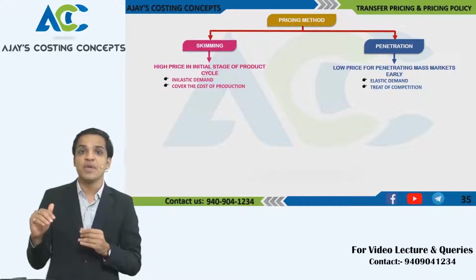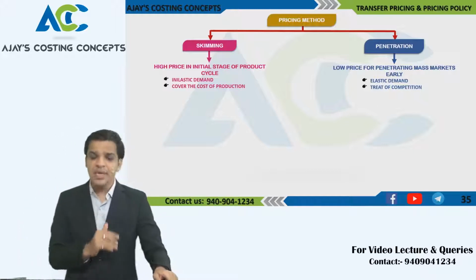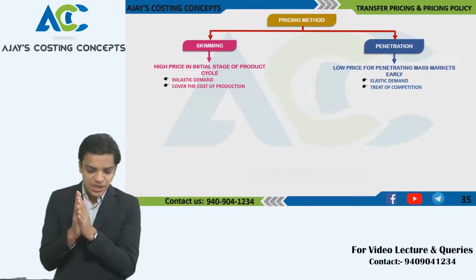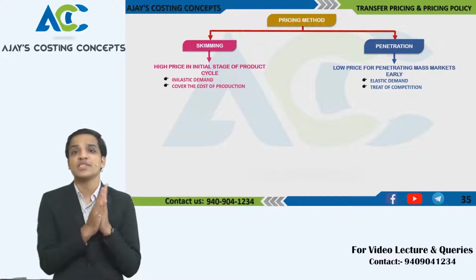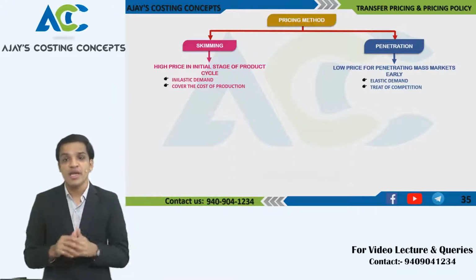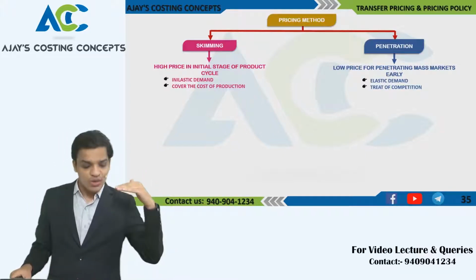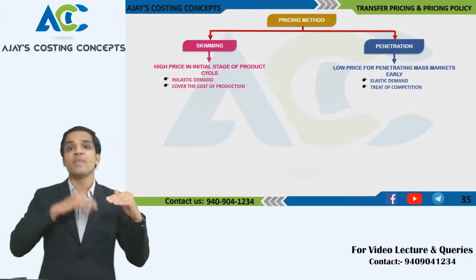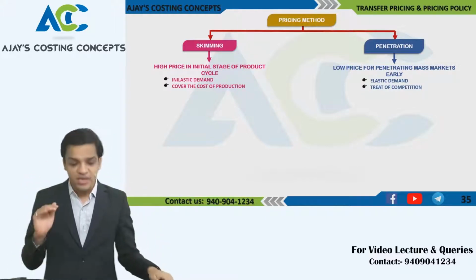Whether you will go with skimming or penetration. There are two pricing models that we have. Skimming is a high price at the initial stage of the product cycle. We have already seen the product cycle in the strategic cost management introduction and the life cycle costing chapter, right? So at the initial phase, if you decide a higher price, it is known as skimming pricing. You are skimming all those price models and going on the highest price in the initial phase.